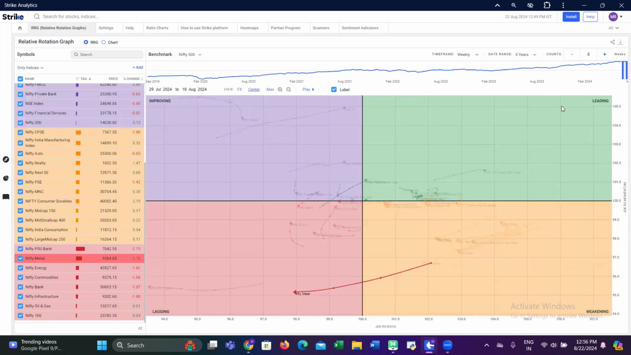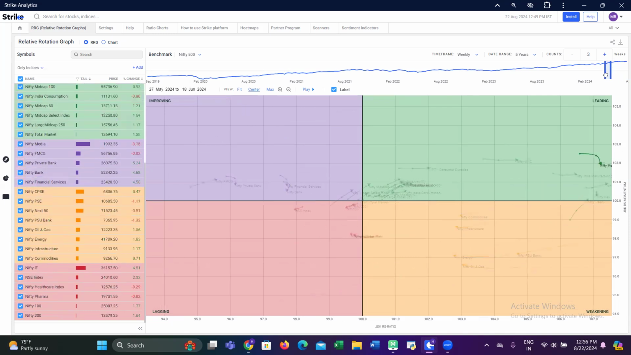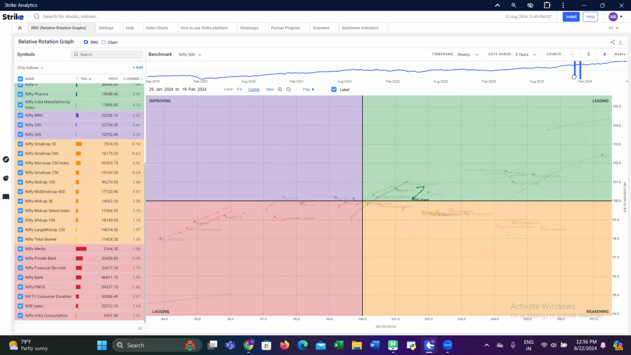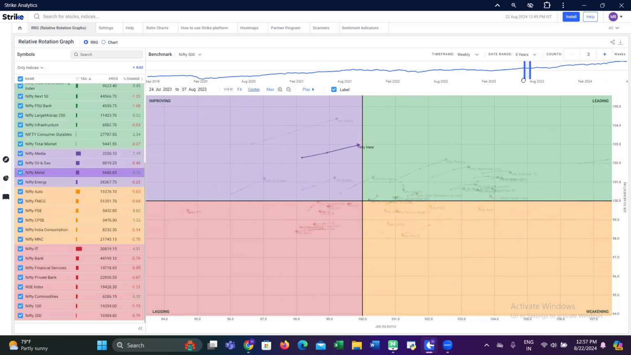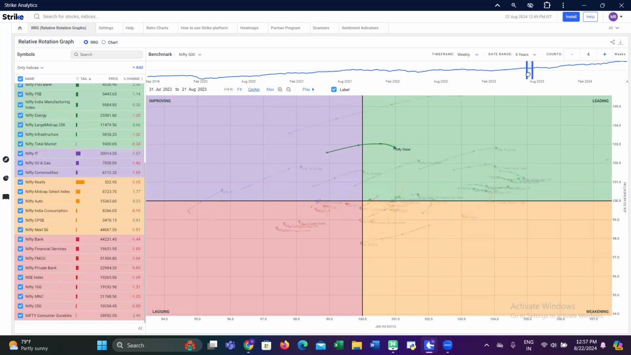Center. Now, a few days back when I was tracking this, I was telling, hey, look, metal is improving, getting into leading. This is the rotation that happened, right? So I was telling, somewhere around July 2023, look at this, Nifty Metal was in improving. If you would have spotted there, you would have ridden this journey until, look at this.